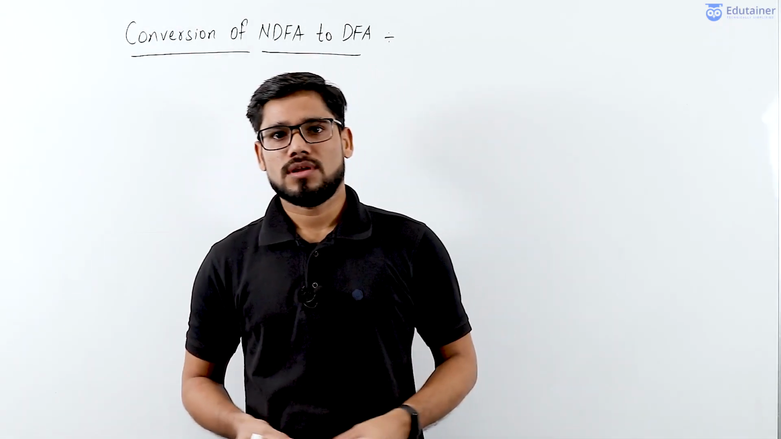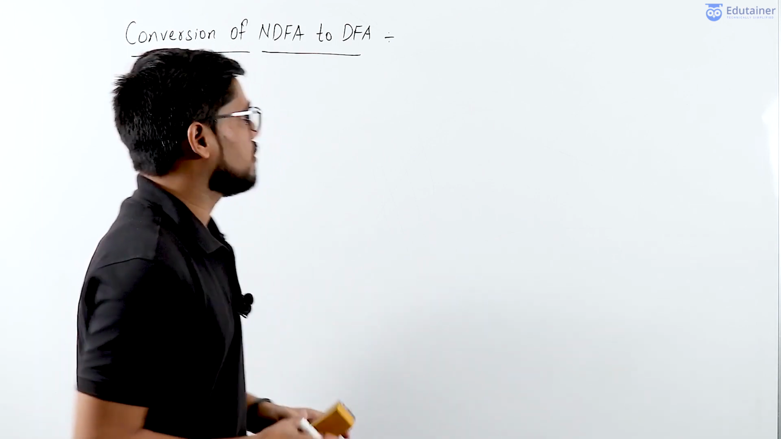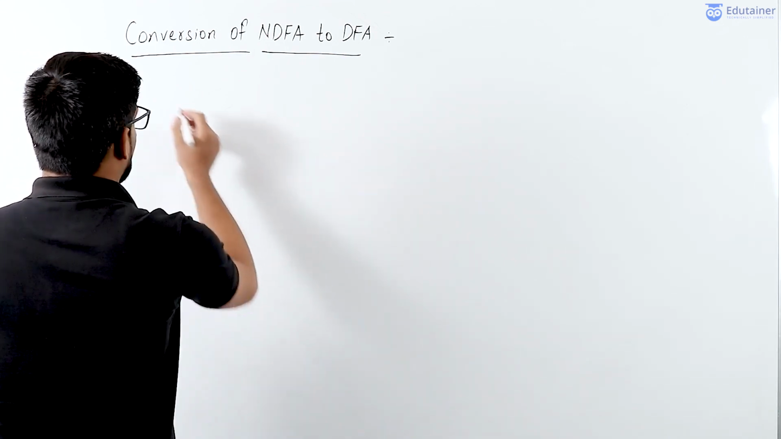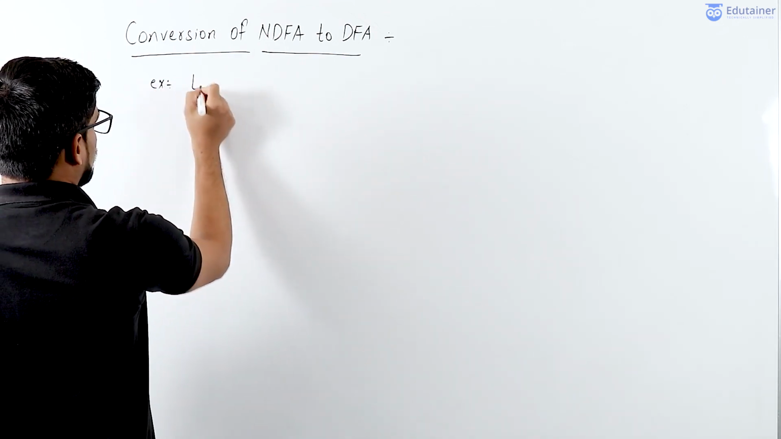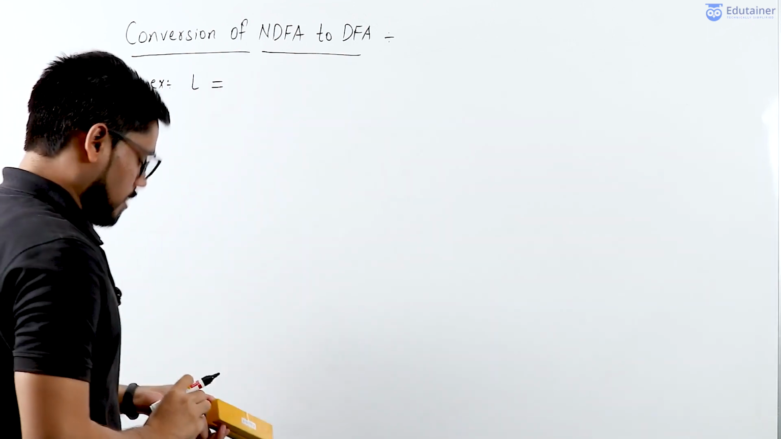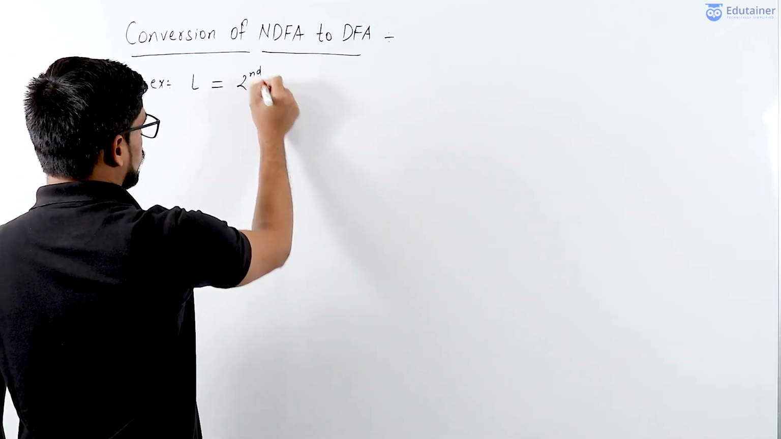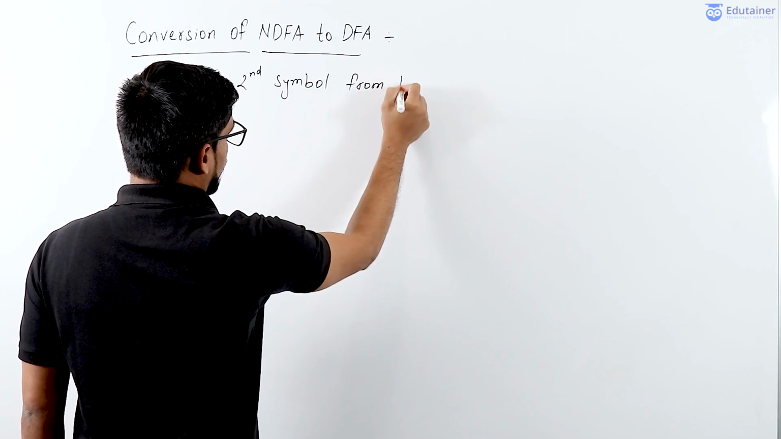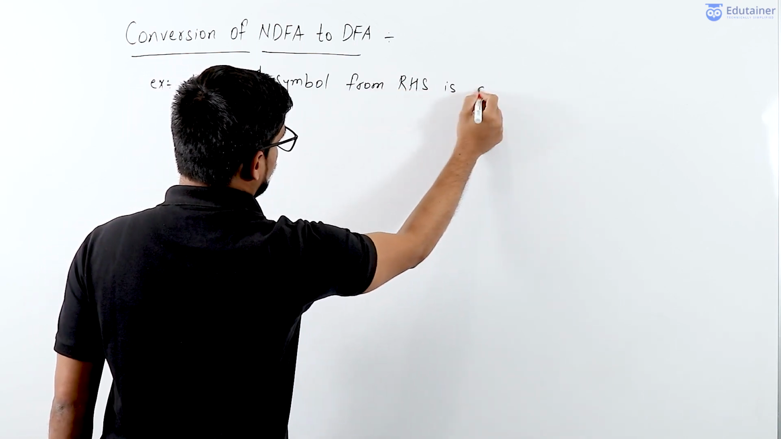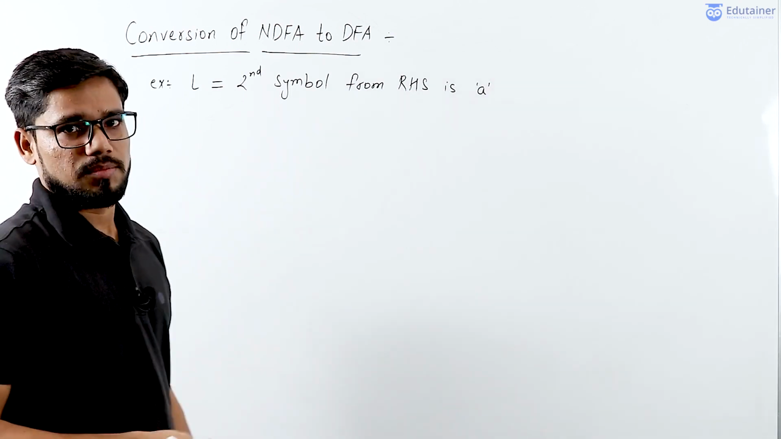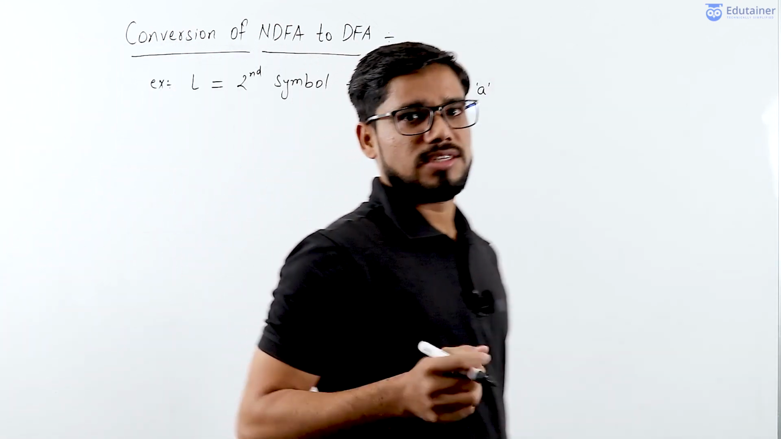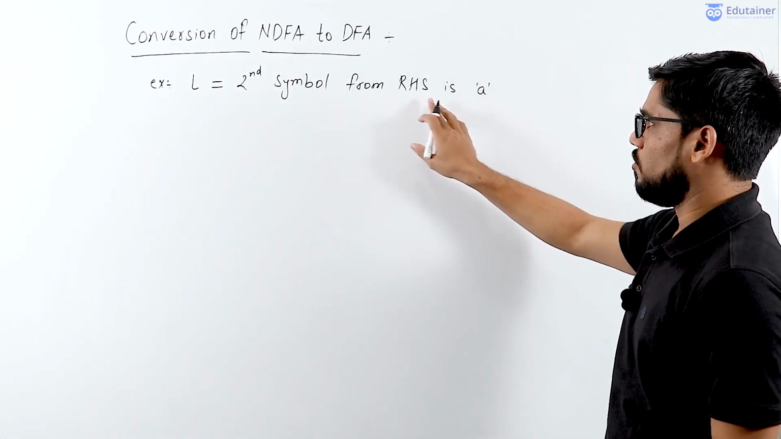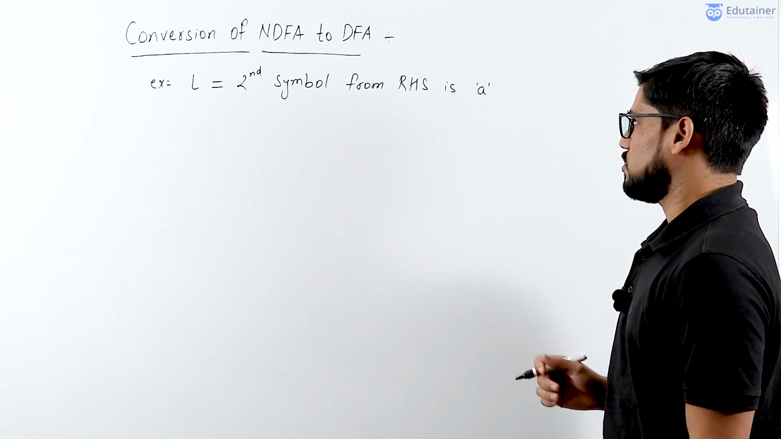Hello everyone. Now let's take one more example to understand the conversion of NDFA to DFA. Let's take a language L in which the second symbol from the right-hand side is A. In the previous example, we took a language in which the second symbol from the left-hand side was A. Now we have a language in which the second symbol from the RHS is A.